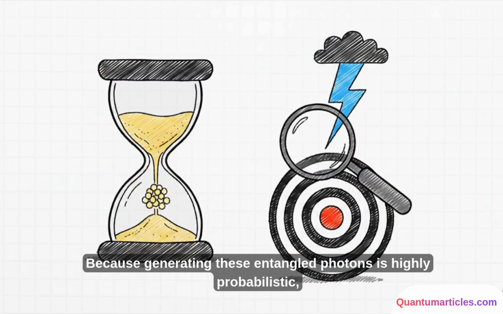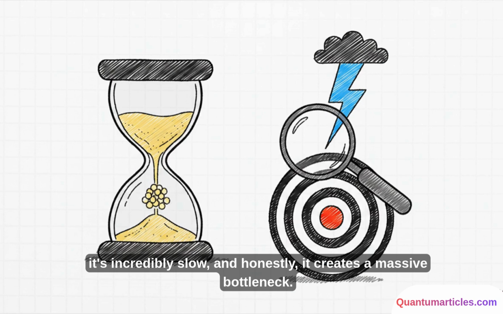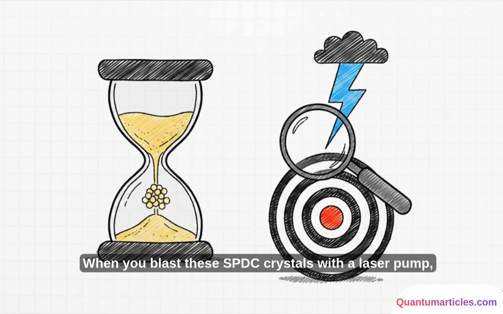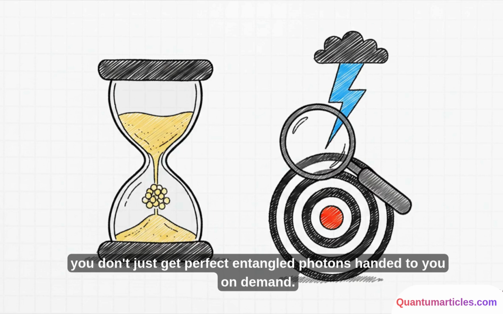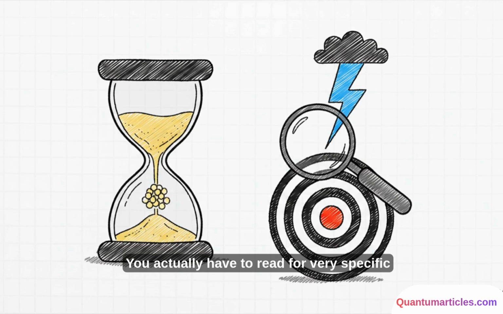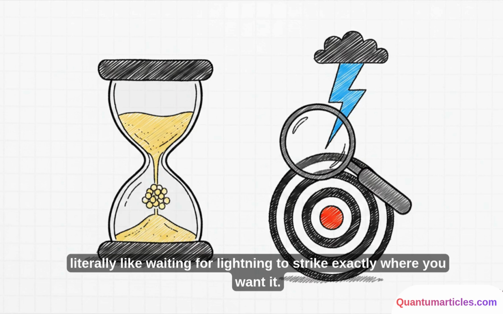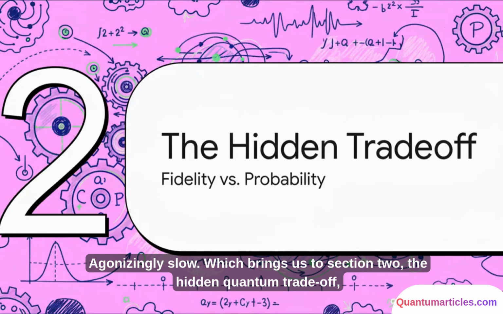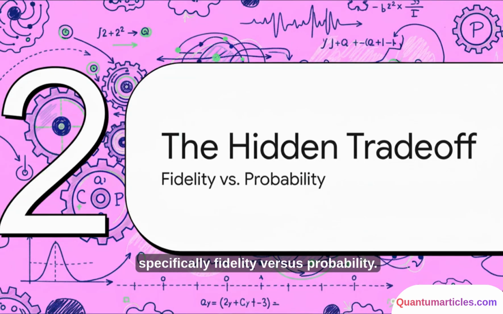Because generating these entangled photons is highly probabilistic, it's incredibly slow, and honestly, it creates a massive bottleneck. When you blast these SPDC crystals with a laser pump, you don't just get perfect entangled photons handed to you on demand. You actually have to wait for very specific detector click patterns to line up perfectly. It's literally like waiting for lightning to strike exactly where you want it. Agonizingly slow. Which brings us to section 2, the hidden quantum trade-off, specifically fidelity versus probability.